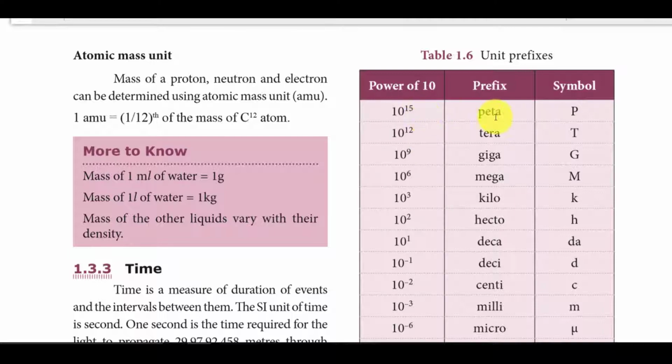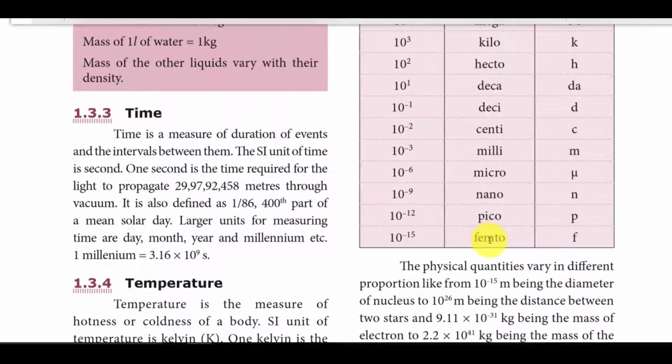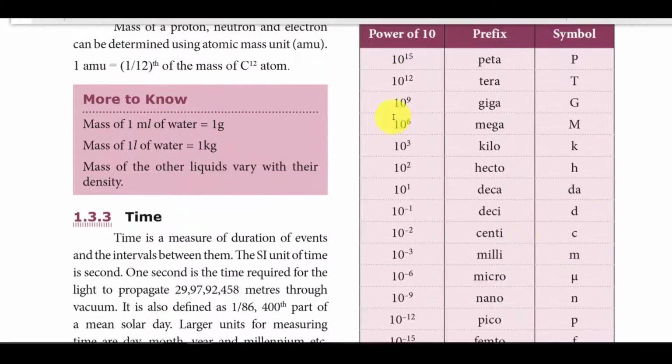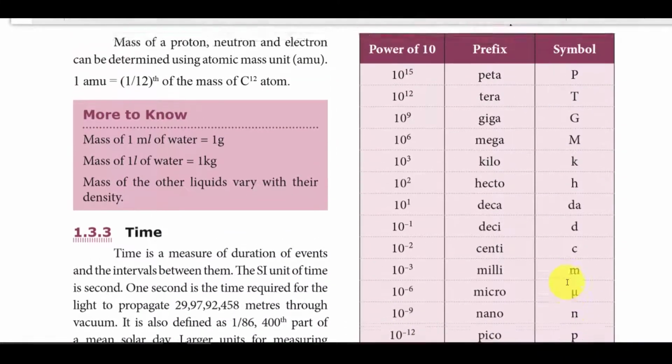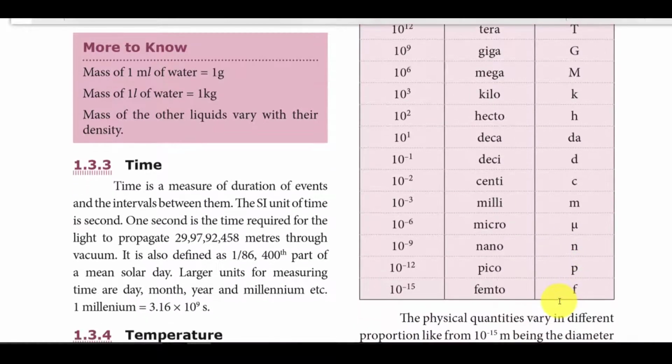10 to the power of 15 is peta and it is P. 10 to the power of minus 15 is femto, F. 10 to the power of 12 is tera. 10 to the power of minus 12 is pico. Then tera is in capital T. 10 to the power of 15 peta is capital P. 10 to the power of minus 12 pico is denoted as small p.